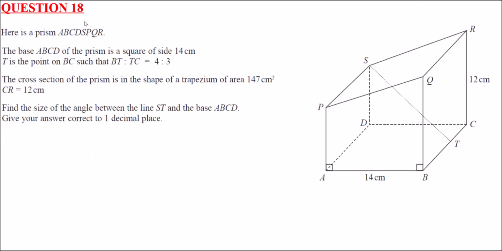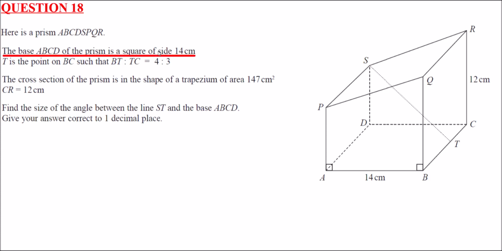Question 18, in my opinion, might be the hardest one of the whole paper. So I'm going to try and unpick it with you step by step. We've got a prism, ABCDSPQR. Okay, so the prism is just the whole 3D shape, and this is the very fancy way of writing down the prism. So the base ABCD of a prism is a square of side 14 centimeters.